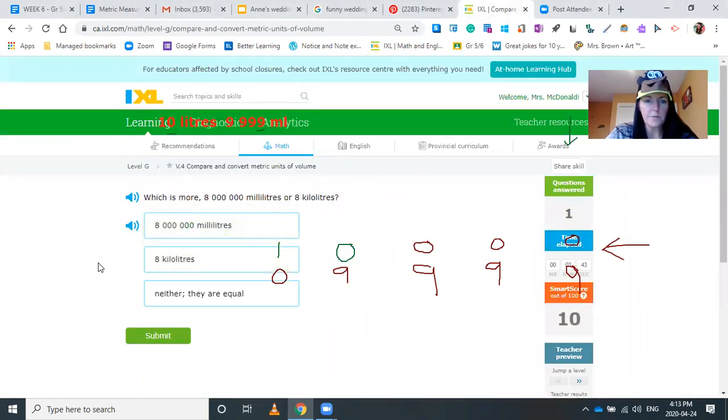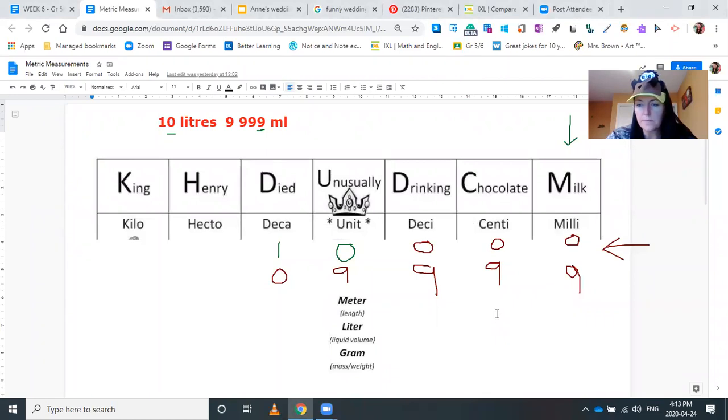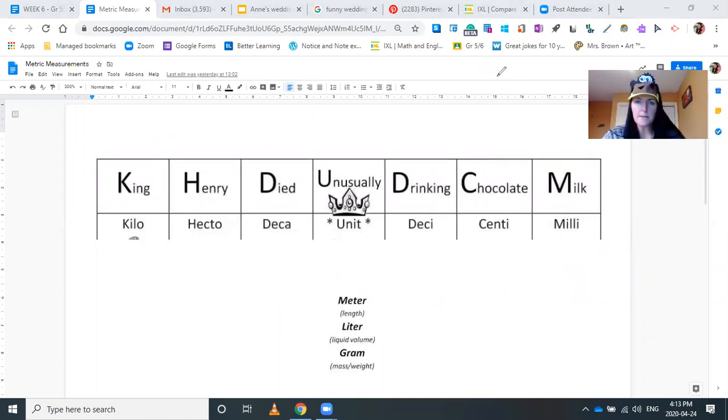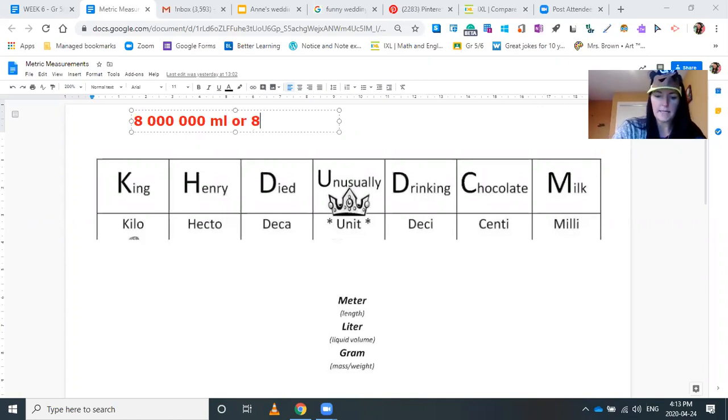Okay, wonderful. Let's write these down, which is more. We have got 8 million milliliters or 8 kiloliters. So let's pop that into our conversion column. Let's delete everything else. You might want to go ahead and try that on your own. You can press pause if I'm going too fast and come back and see if you're on the right track. So I'm going to rewrite those numbers down here. We've got 8 with 6 zeros, that's 8 million milliliters, or 8 kiloliters.